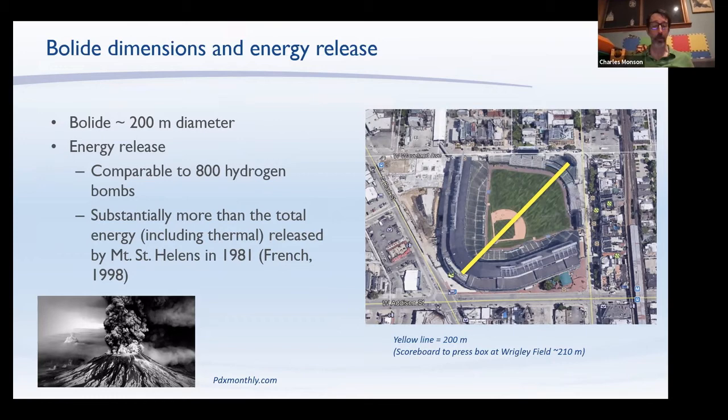And 200 meters for comparison, here's a picture of Wrigley Field on the right, and the yellow line connects the scoreboard to the press box, and that's about 210 meters. So basically, we had a rock about the size of Wrigley Field falling out of the sky onto Illinois. The energy release when this thing hit would have been comparable to about 800 hydrogen bombs going off at once. The total energy released would have been substantially more than the energy released by Mount St. Helens in 1981. And the really amazing thing is, this is pretty small by meteor crater standards. Compared to Manson or Chicxulub, this is nothing.